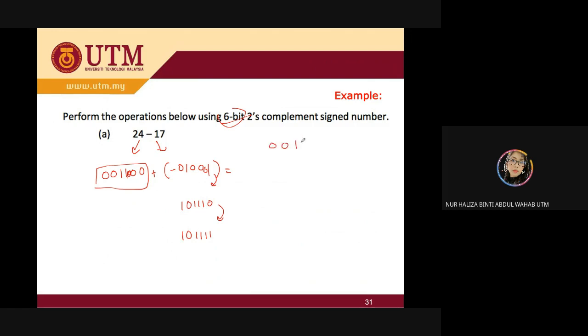0, 0, 1, 1, 0, 0, 0. Correct me if I put a mistake to the conversion. Plus 1, 0, 1, 1, 1. Tak cukup. Betul lah. Kejap. 0, 1, 1, 1.